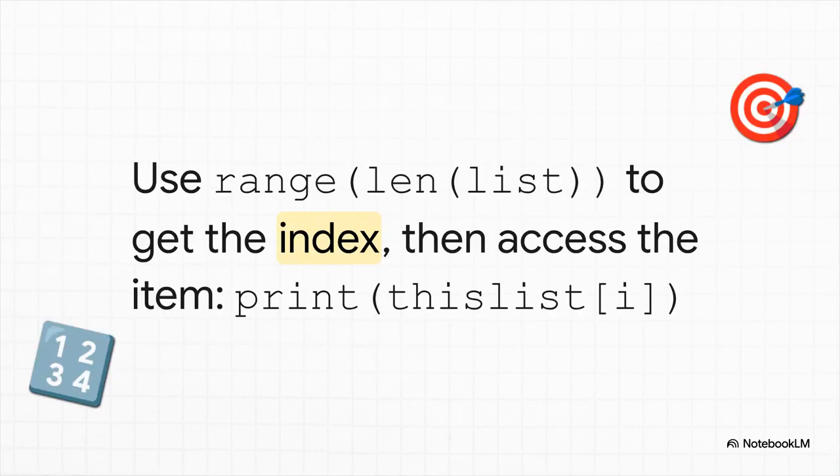Let's break this down. In our list, len of this list is 3. So range of 3 gives us the numbers 0, 1, and 2. Our loop variable, i, will take on each of those values. On the first pass, i is 0, so we print this list 0, which is apple. Then i becomes 1, we print this list 1, banana, and so on. It's a little more involved, but it's perfect for when you need that index number.